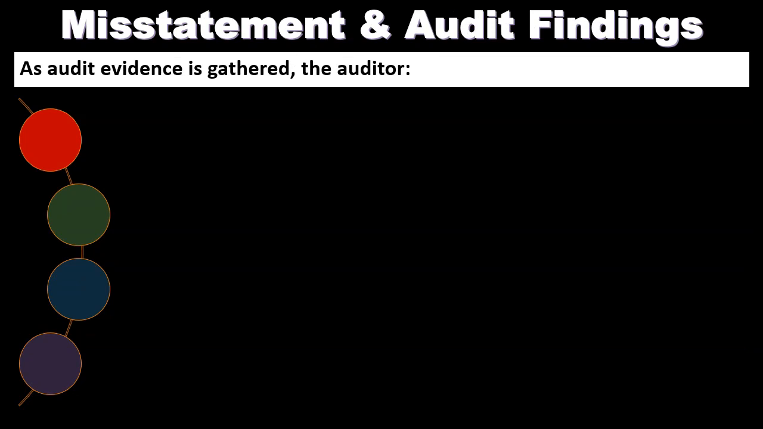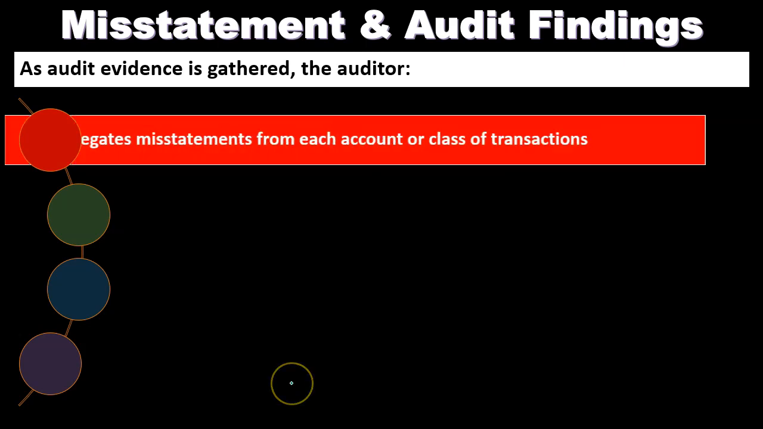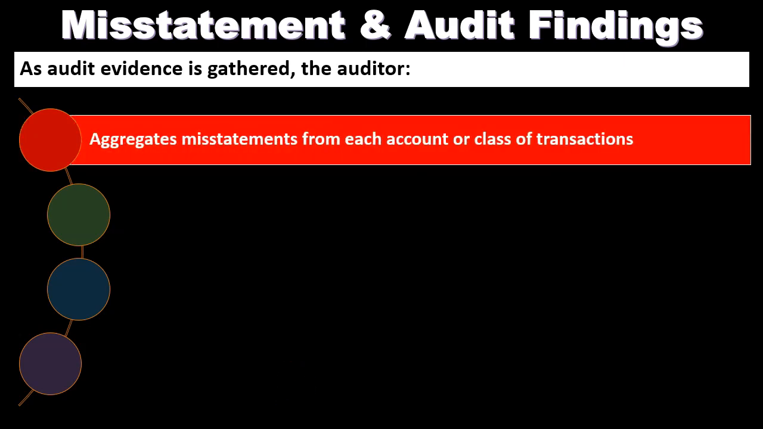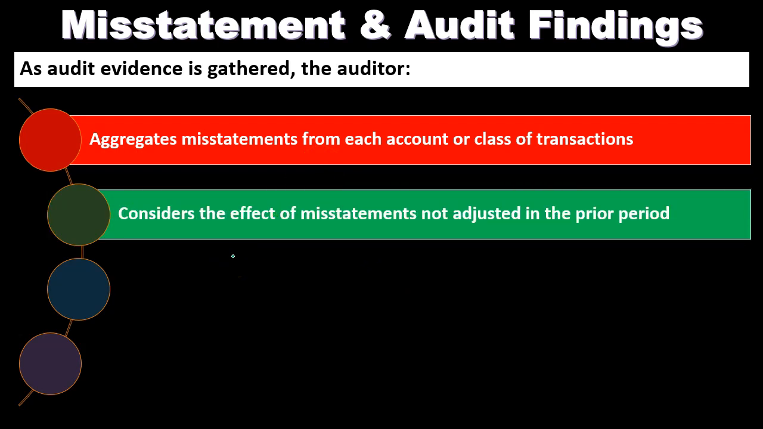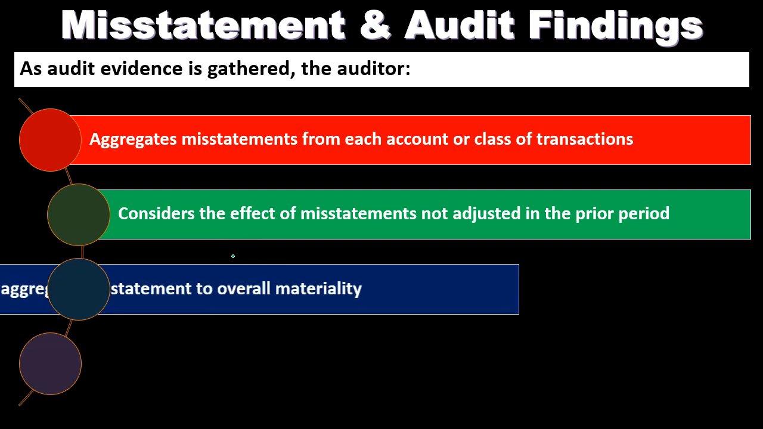Misstatements and audit findings. As audit evidence is gathered, the auditor aggregates misstatements from each account or class of transactions. So we're going to take these misstatements and aggregate them together as we go through the process. So we're imagining in the timeline, we had the materiality for the audit as a whole, the financial statements as a whole. Then we thought about each individual account, comparing to the tolerable misstatement. We will aggregate the misstatements from each account and class as we go through the auditing process. We're going to consider the effect of misstatements not adjusted in the prior year. So we're going to look at the prior year, look at the misstatements from the prior year.